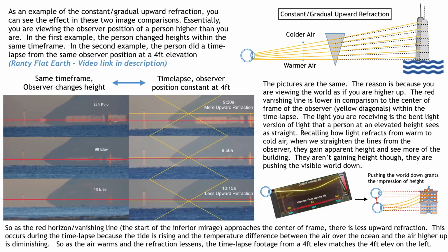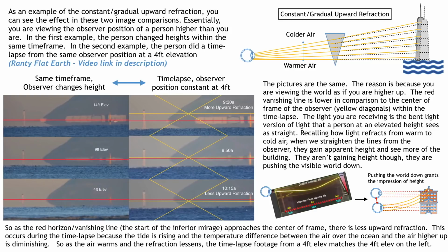They aren't gaining height though, they are pushing the visible world down. So I've kind of diagrammed that here a little bit. So you have, again, this warmer, less dense air below and this colder, more dense air above. And it's bending the light. It's an upward refraction from the light hitting your eye.